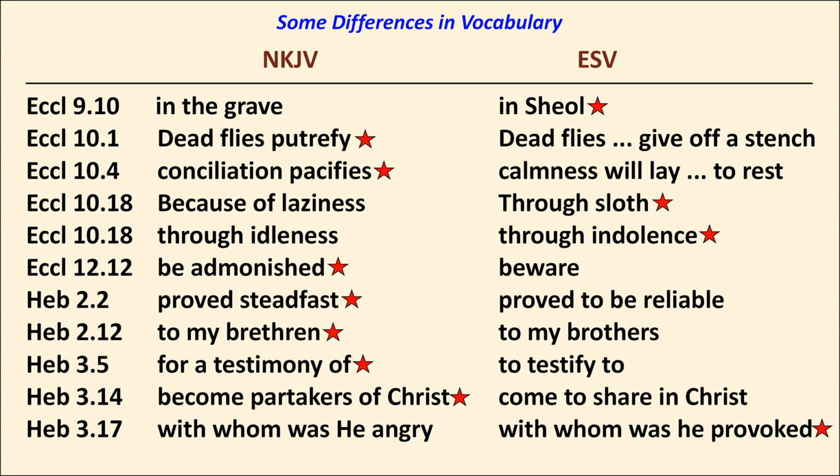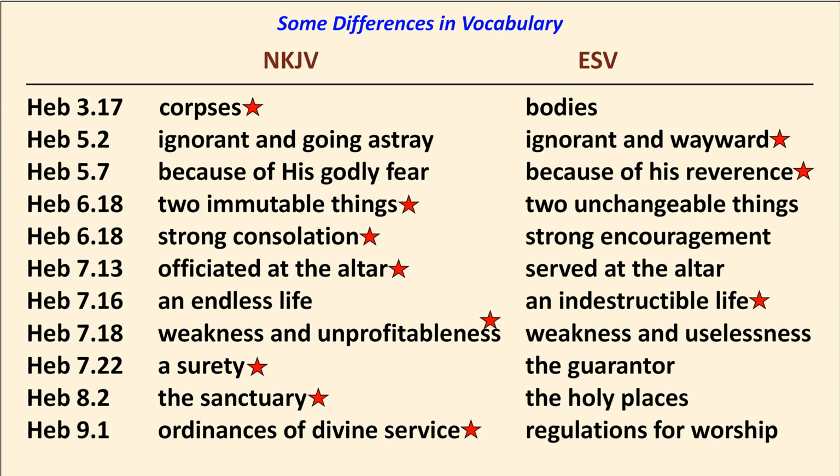Another set of examples here. Putrefy is clearly harder than give off a stench. While the ESV picks up points for difficulty with Sheol, sloth, and indolence, most of the stars are in the NKJV column. On this chart, we move deeper into the book of Hebrews, and the situation remains as before.